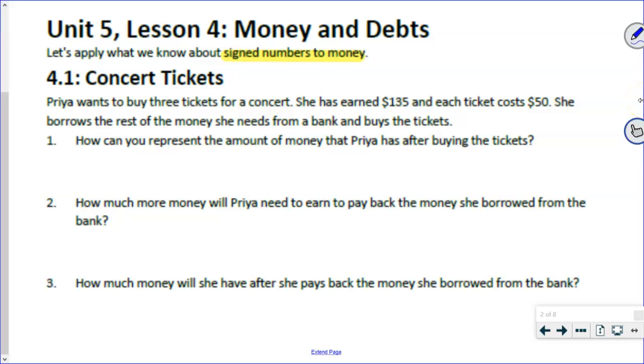Okay, how can we represent the amount of money that Priya has after buying the tickets? How do we, and you can represent it with an expression, you can represent it with a number line, you can represent it with a number, the final result. How do we get there? How do we show that? I'll wait until there's more hands because you guys had a lot of time to discuss. Do you need more time to discuss? Okay, let's see those hands. Sophie, will you start us off, please?